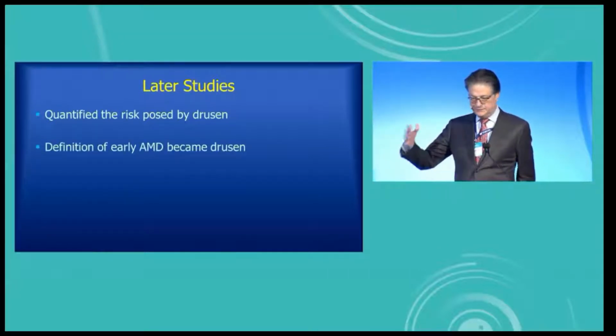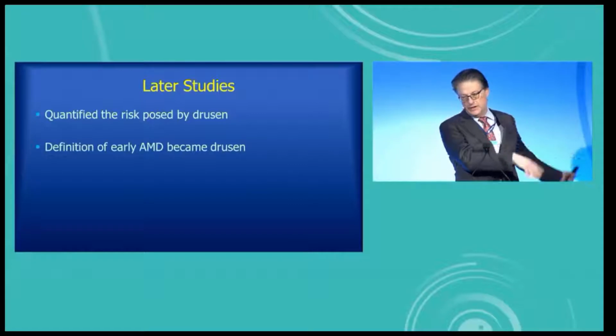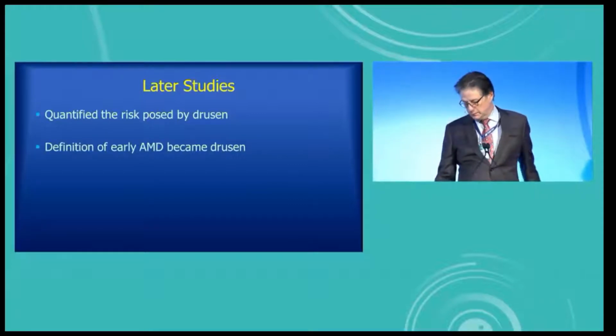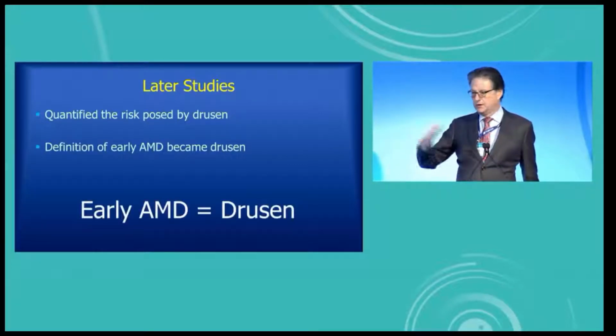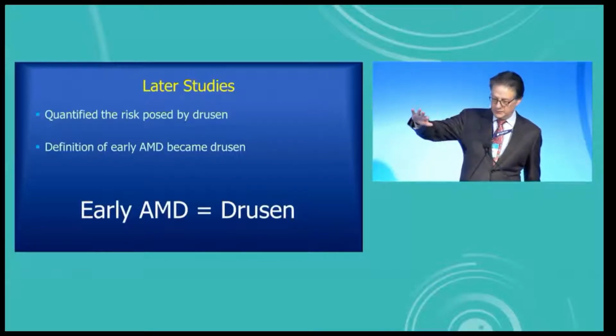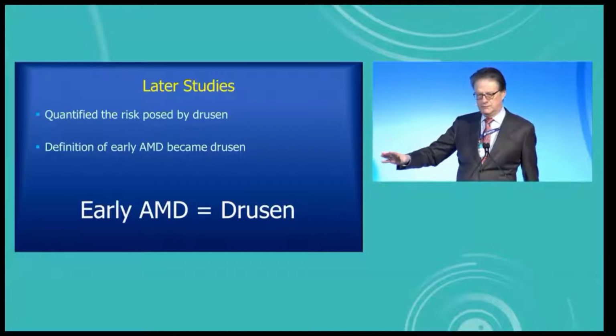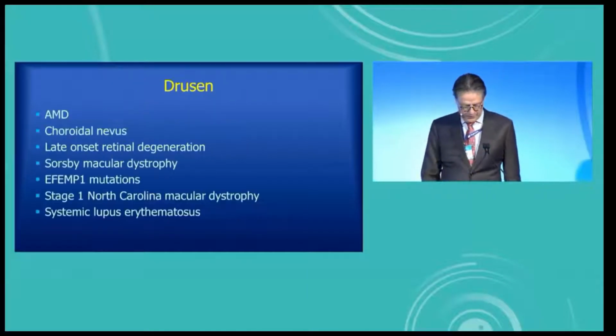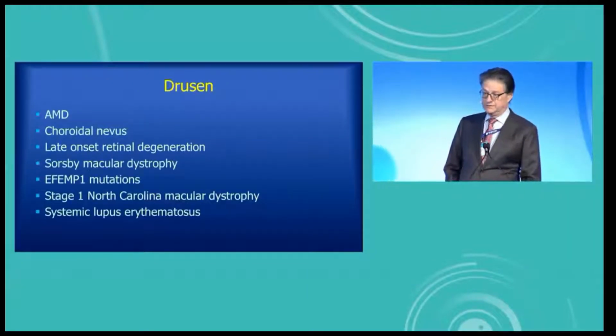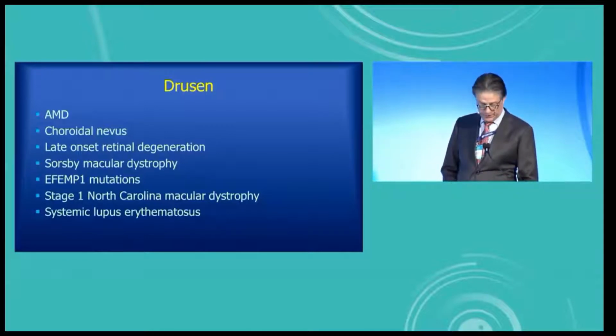And soon it became the idea that early AMD was drusen. And they were kind of synonymous with each other. If you're talking about one people understood, you talked about the other. Remember, Celsus, even 2,000 years ago, had several things that defined inflammation. Now we have one thing that defines early AMD. That's it, drusen. But you can find drusen in many other kinds of diseases, not only AMD.